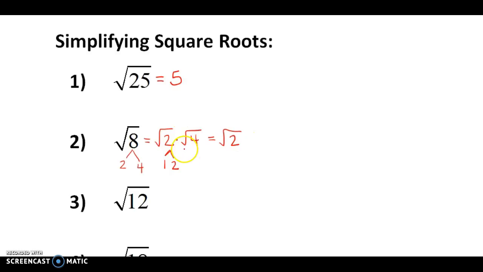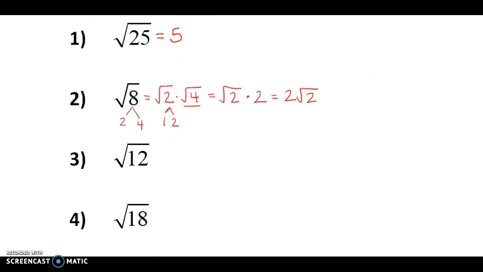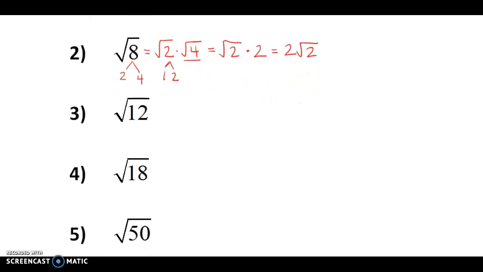But you should stop and say, wait, I know the square root of 4. The square root of 4 I know is 2. So now I have the square root of 8 equals square root of 2 times the square root of 4. And that equals the square root of 2 times 2. And so the way that we write this is we usually put our whole number first, 2, and we put the square rooted number second. So in order to simplify square roots, we decompose the values. So let's look at a few more.